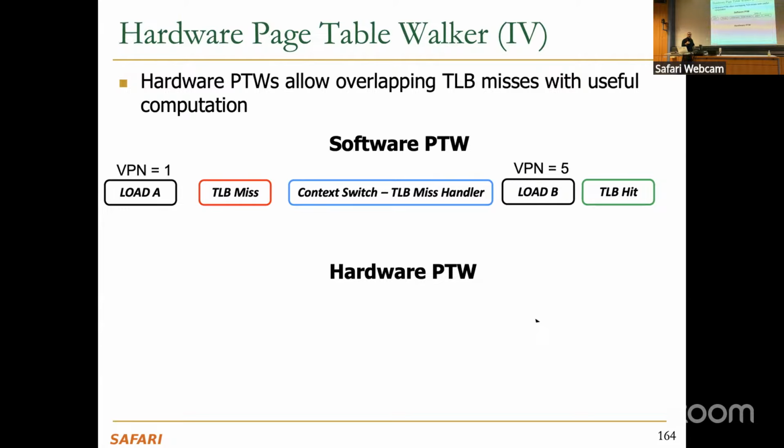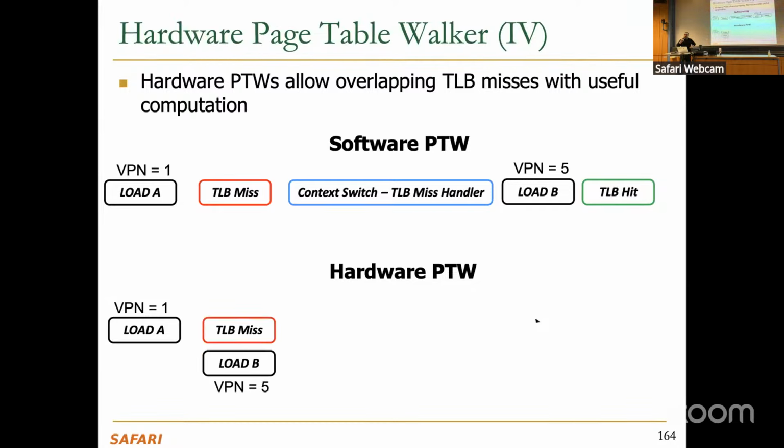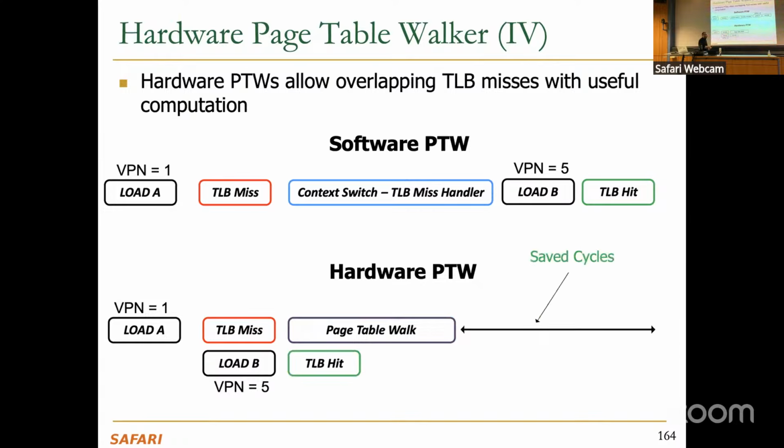In the case of the hardware page table walker, you load A, you have a VPN of 1, there's a TLB miss, and you do not need to trap to the operating system, which means that you can quickly satisfy load B's TLB hit. So in parallel with the page table walk happening for load A, you can perform the translation for load B. You do not stall load B and the processor, and you save a significant amount of cycles, which could improve performance a lot compared to performing it at the software level.